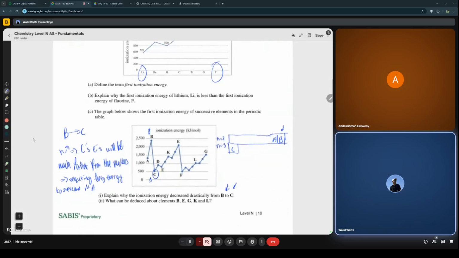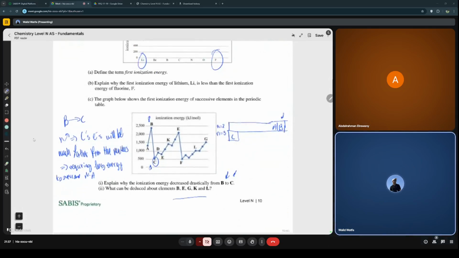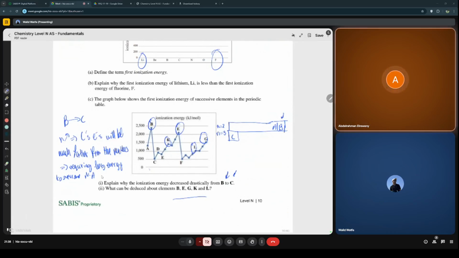Yeah, yeah. Okay. What can be deduced about B, E, G, K, and L? I think they're talking about this. Where's G? Check the answer here about E. Yeah, I'm looking now. B, I think they mean this E. G, K. They don't mean all of them together. Let's take a look. B, E, G, K, L. Which ones have something in common? They're like the highest.